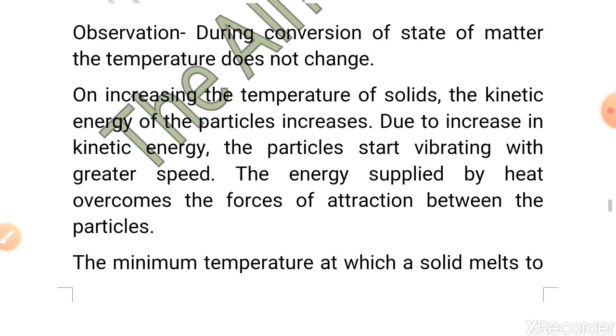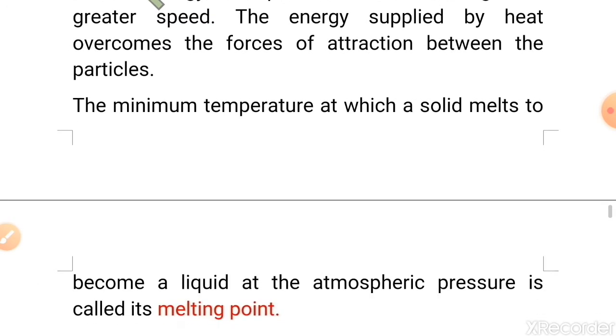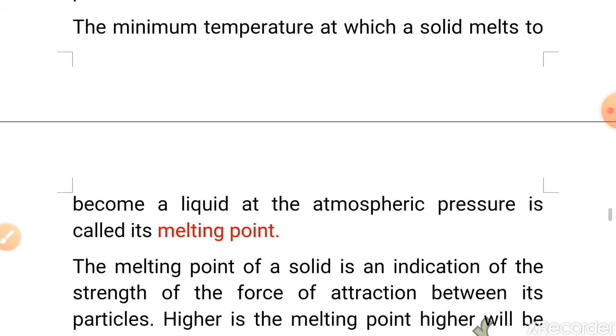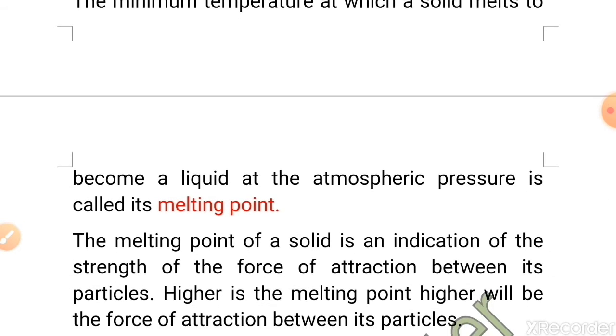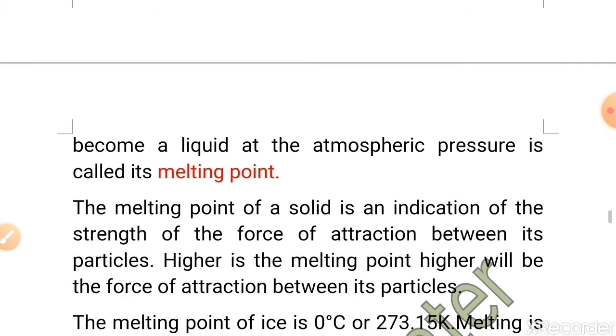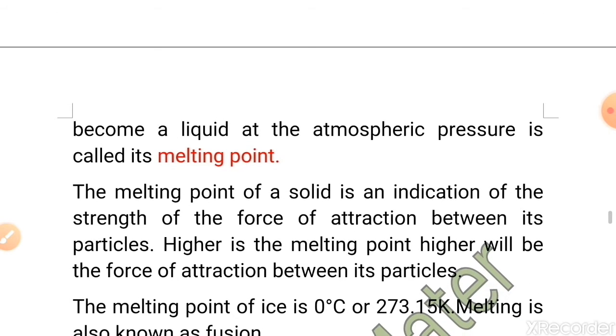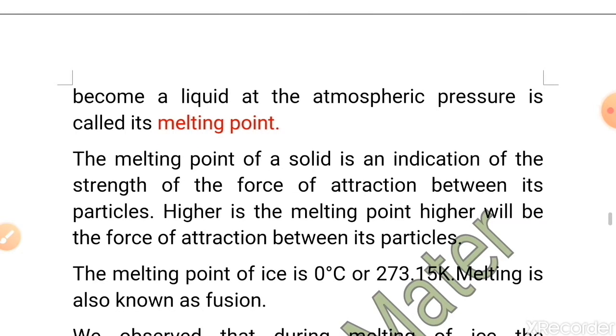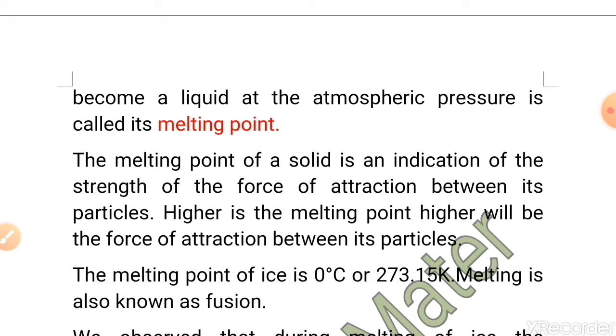The minimum temperature at which a solid melts to become a liquid at atmospheric pressure is called its melting point. The melting point of a solid is an indication of the strength of force of attraction between its particles. Students, we simply can say higher the melting point, higher will be the force of attraction between the particles. Now students, the melting point of ice is 0 degree Celsius or 273.15 Kelvin. Melting is also known as fusion.